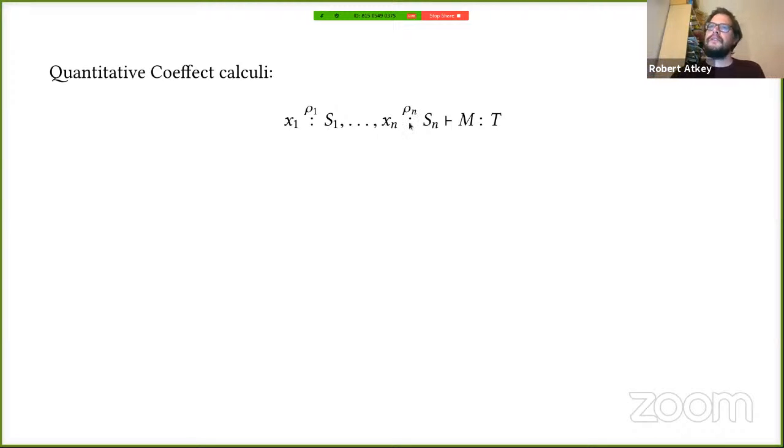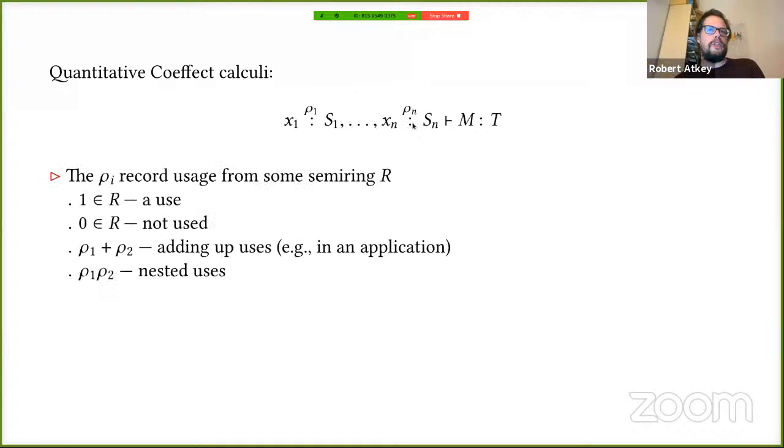So linear logic says, yes, it's used exactly once. This might say it's used 5 times, or this might say it's used 0 times. And these ρi record usage from some semi-ring R. Semi-rings work well for this because they have just enough structure to say something's being used. We can say something's not used by using the 0. We can add up uses, so we can take 2 subterms and add up their uses. And we can talk about nested uses by the multiplication.